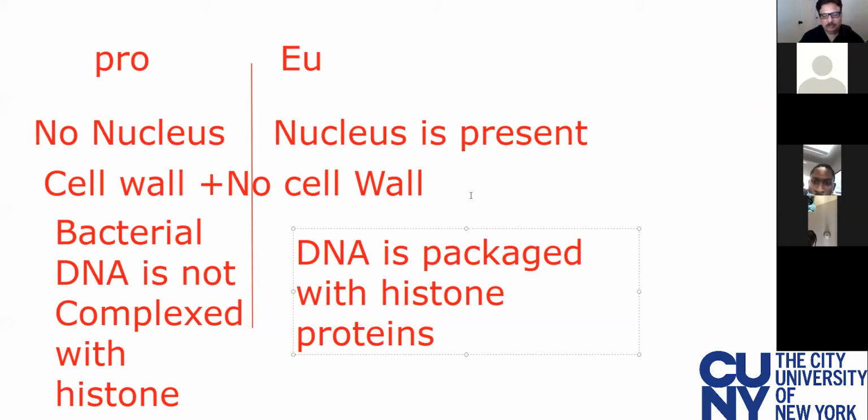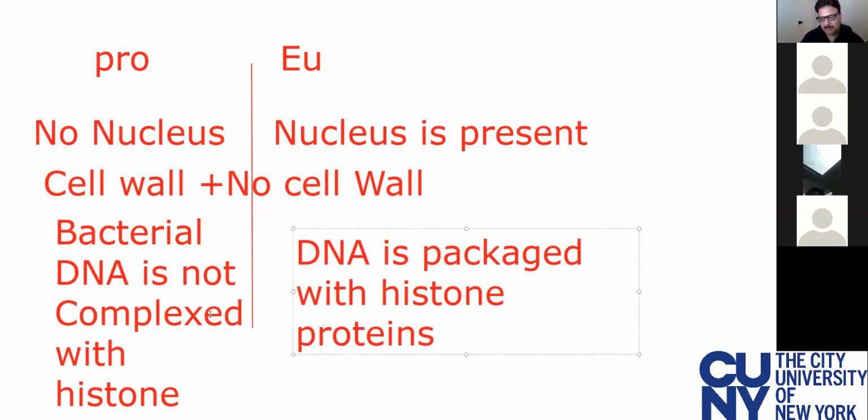There are no cell walls in human cells, but bacteria have a cell wall, and bacterial DNA is not packaged with histones. It is loose, diffused, floating in the cytosol of the bacterial cell. But in eukaryotes, because a nucleus is present, the DNA is compartmentalized in a special home called the nucleus. There DNA is packaged with a special protein called histone proteins. That packaging helps a 6 meter long DNA of the human body to be stored in a small space called the nucleus.